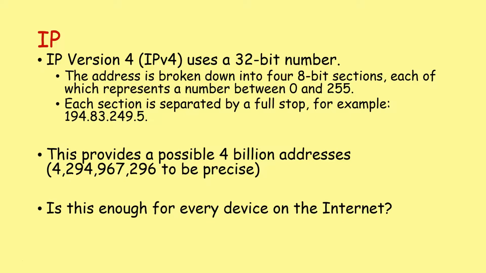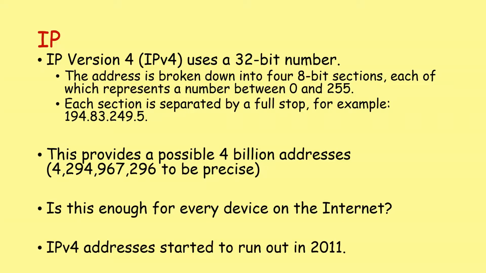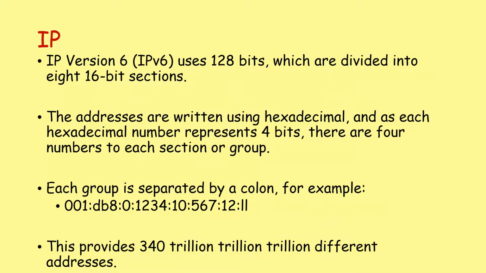Now, when Internet Protocol version 4 came about, we never thought we would need more than 4 billion addresses. But if you think about that, is that enough today for every single different device that is connected to the internet? Well, the answer is no, because IP version 4 addresses actually started to run out all the way back in 2011. We just simply had too many people and too many devices needing to connect to the internet. So what did we do? Well, we launched a new version called IP version 6.